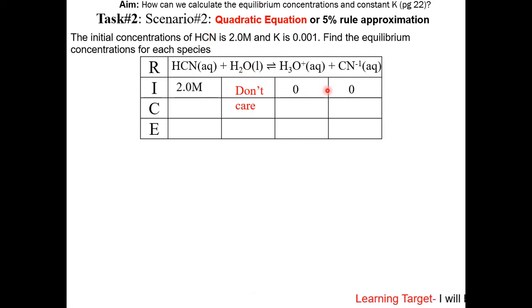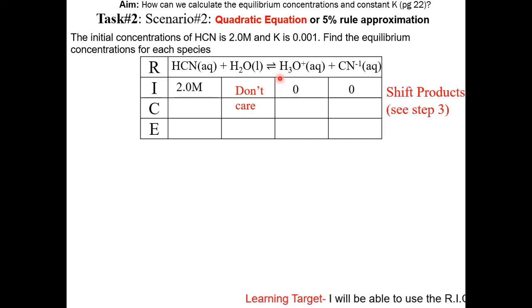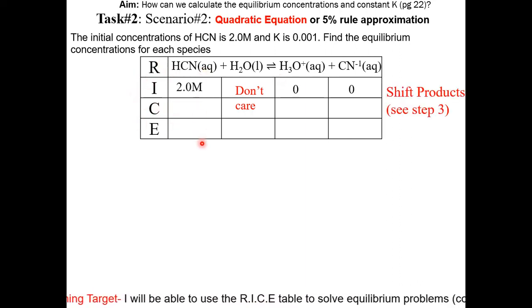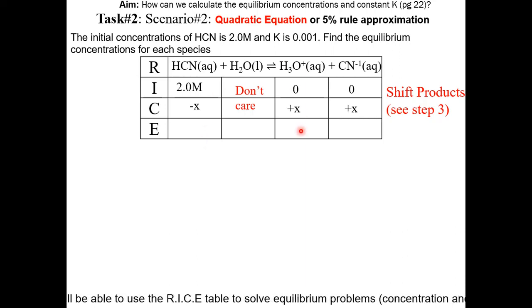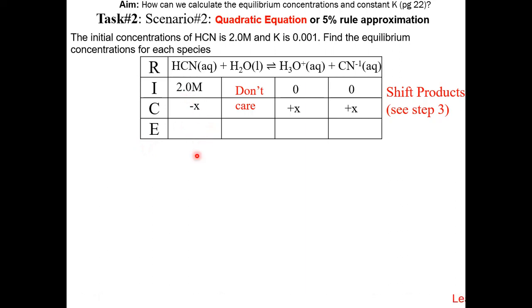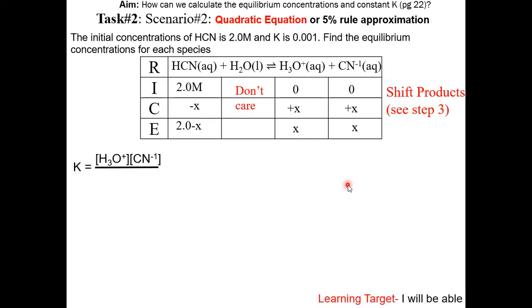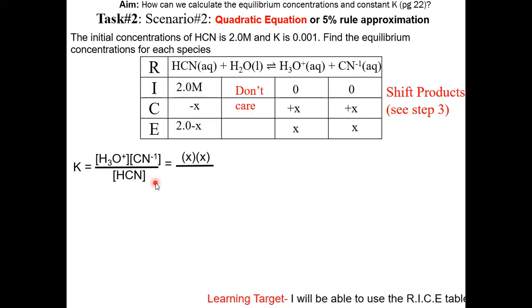If we look at the initial concentration, we currently have no products. Therefore, as the reaction approaches equilibrium, it will shift toward products. For change, HCN will be minus x, and for each product, it will be positive x. For the equilibrium concentration, it will be 2 minus x, and for each product, the equilibrium concentration will be x. After we set up the RICE table, we can now write out the equilibrium constant equation. Always write it out. Next, you want to plug the equilibrium concentrations into the K constant equation.